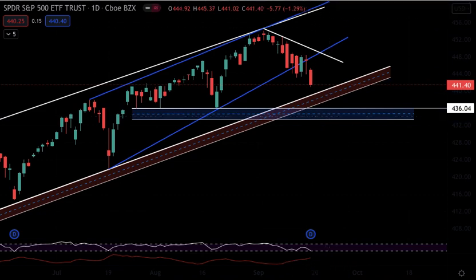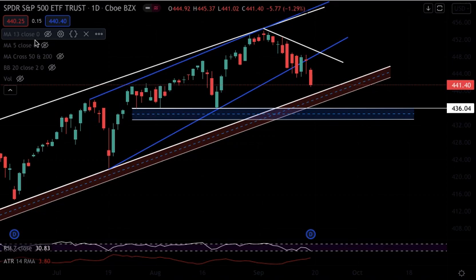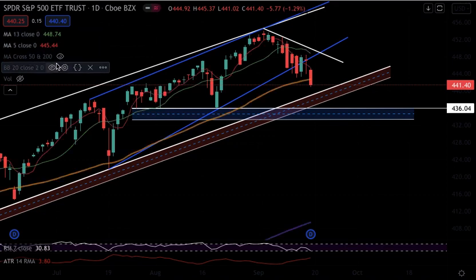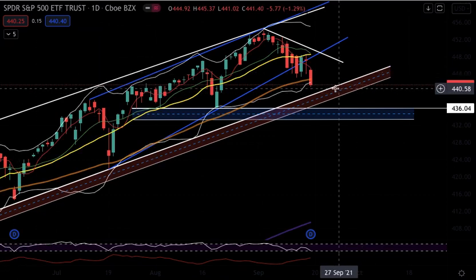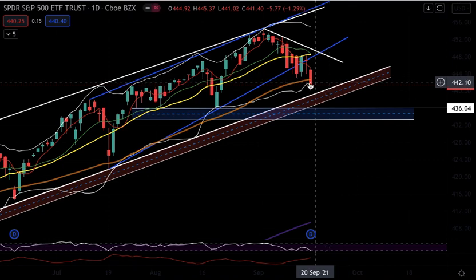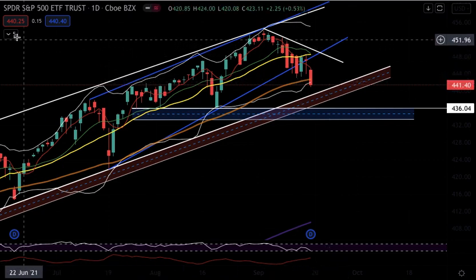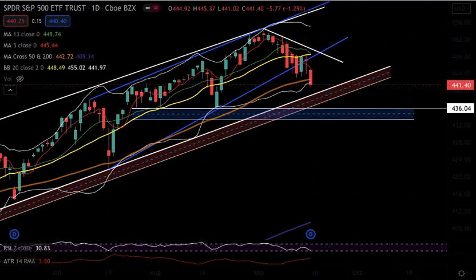Okay, guys? So unfortunately, for this week, I am kind of bearish unless I see something different. Now, what do I need to see to get bullish again? Well, the 50-day moving average is right down there at 442.72. So I'd like to see SPY get back above 442.72 and close above that.